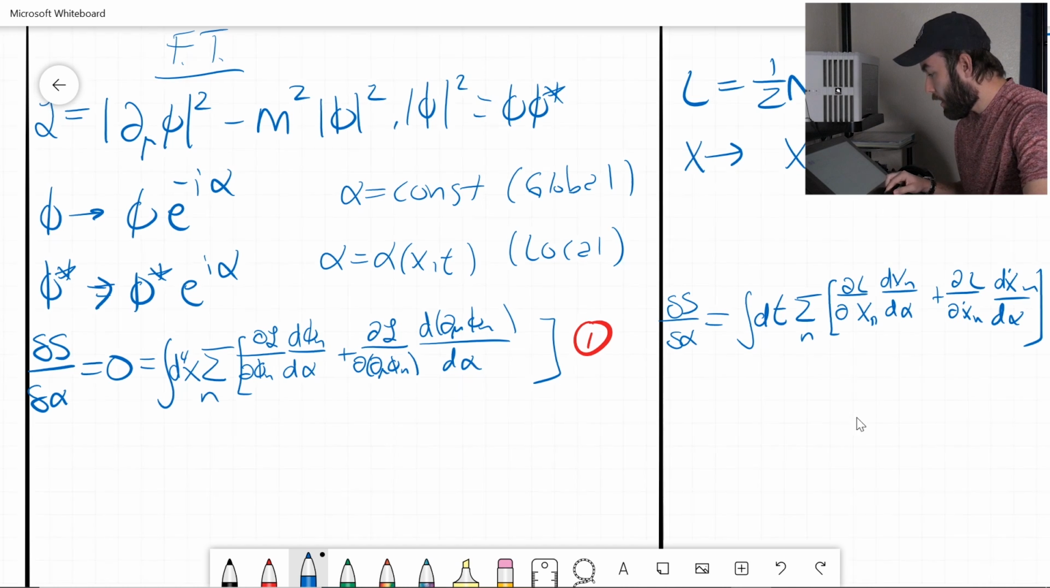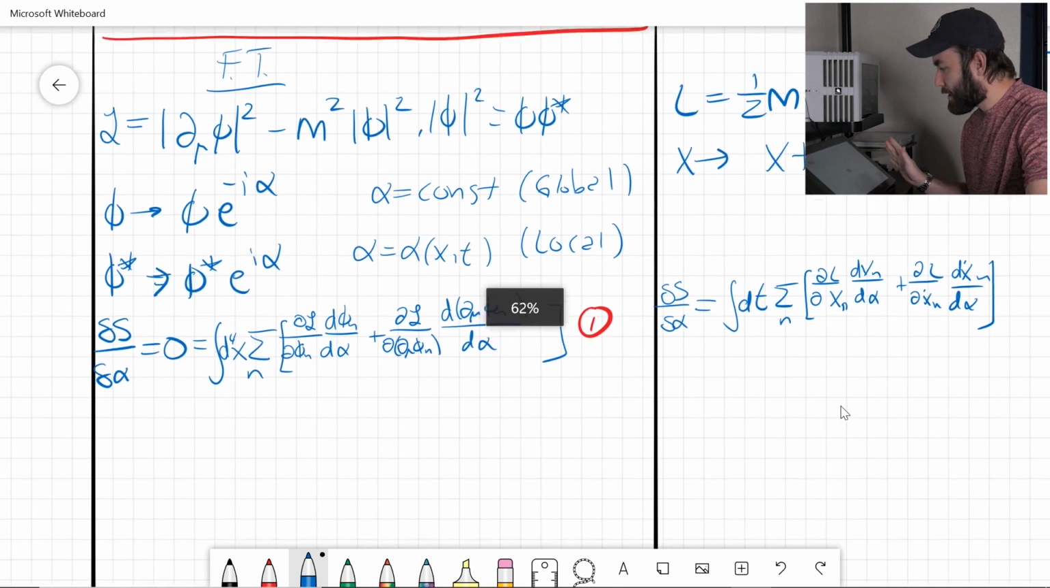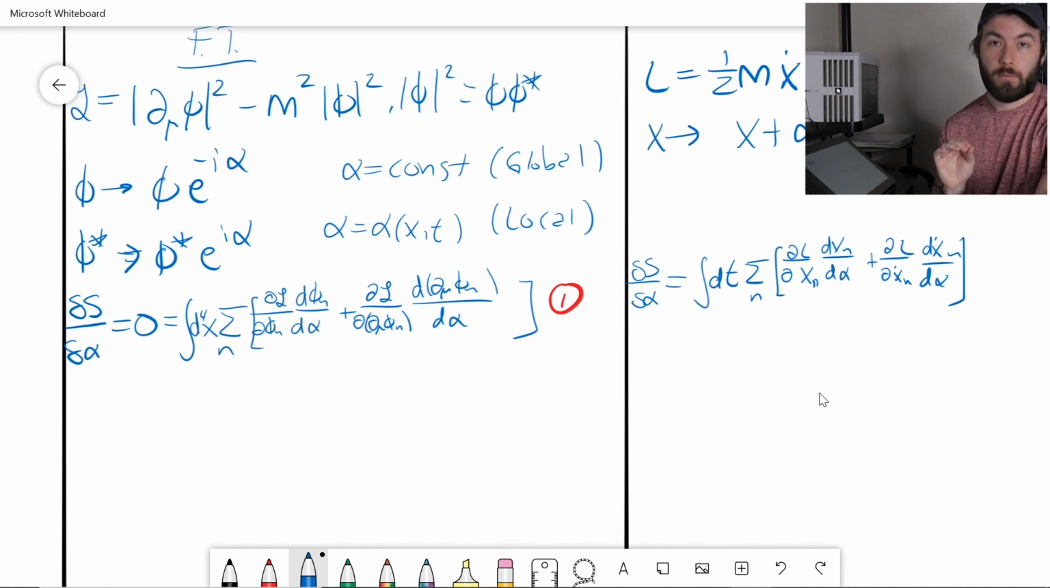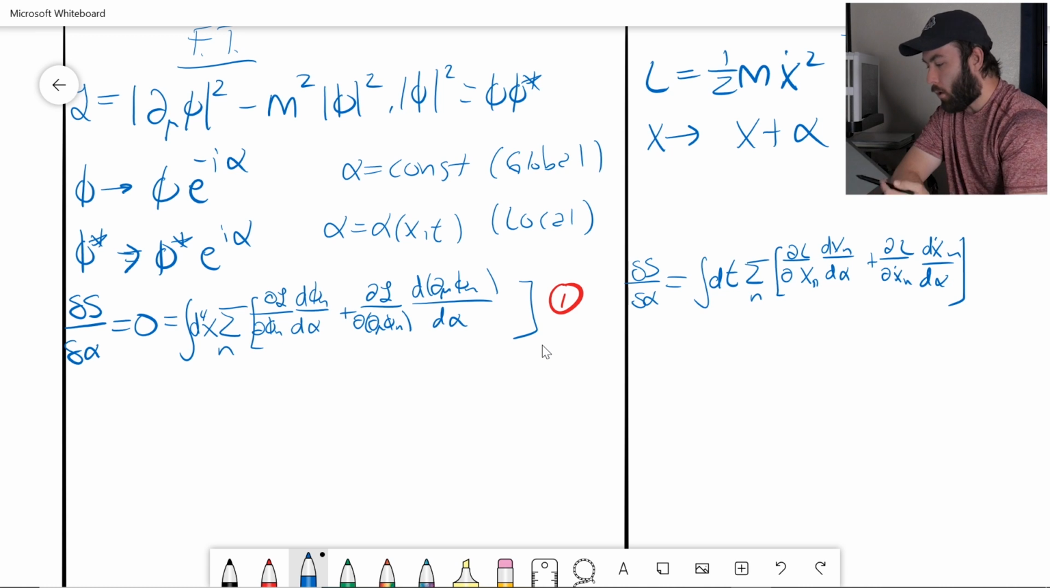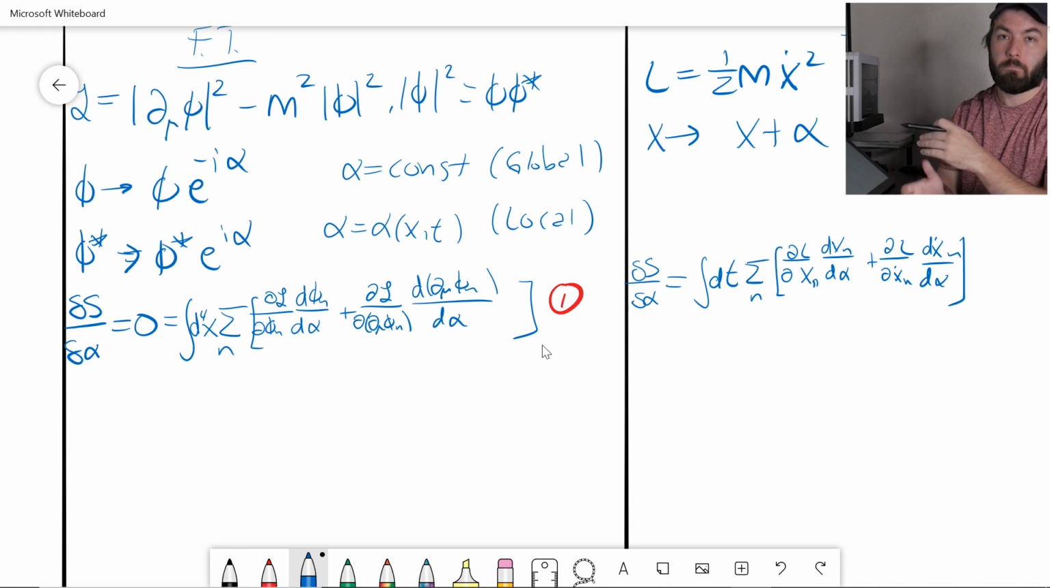Okay? Now, this is almost identical to how you would derive the Euler-Lagrange equations. So if you wanted to derive the Euler-Lagrange equations, what you end up doing is you say, I want to factor out this dx_n d alpha, but you don't have that over here. You have a dx dot_n d alpha. And the way that you can make everything match is you integrate by parts.